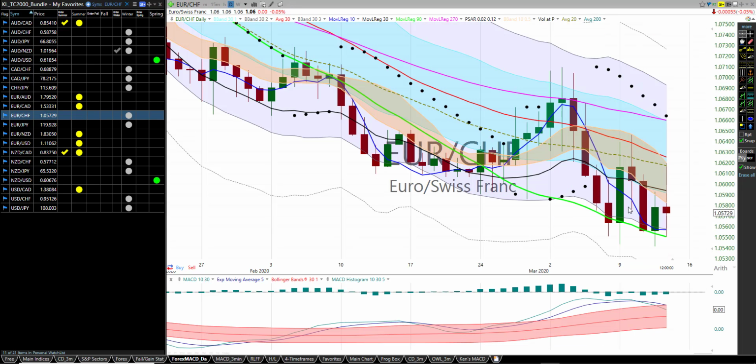Euro, Swiss franc, there is no trade. Consolidating, we have up candle, down candle, south of the RL10, back over the RL10, and then another down candle. So even though the MACD 1030 has rolled over to the winter, we want to make sure that we have two candles south of the RL10 or two green candles north of the RL10.